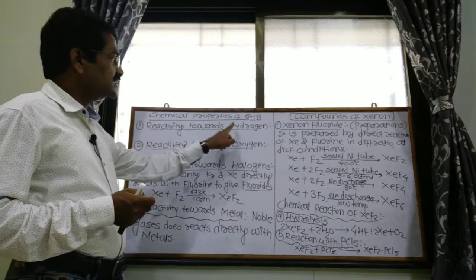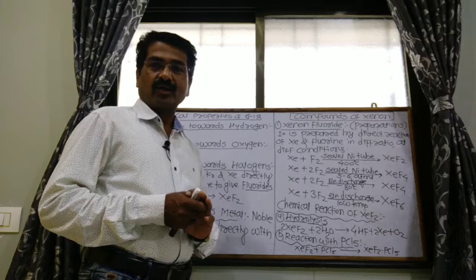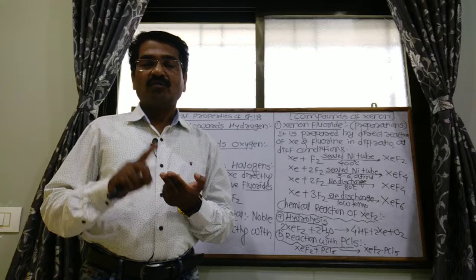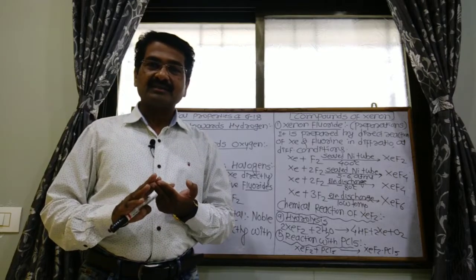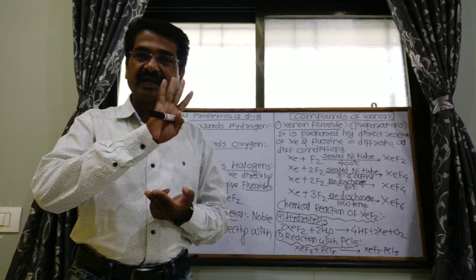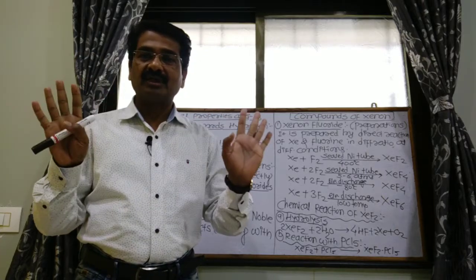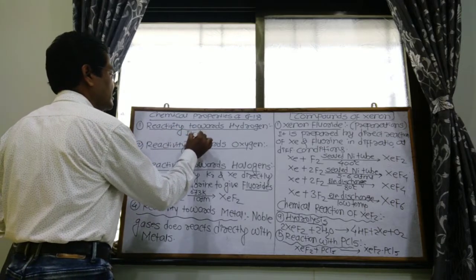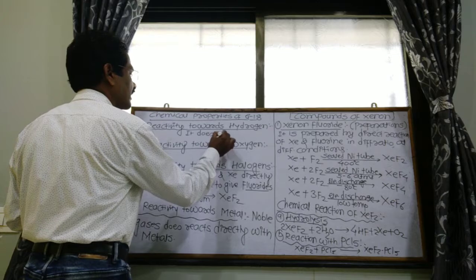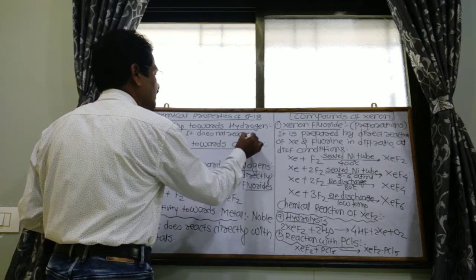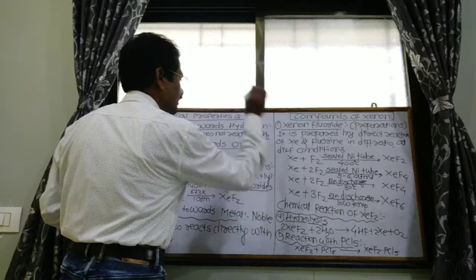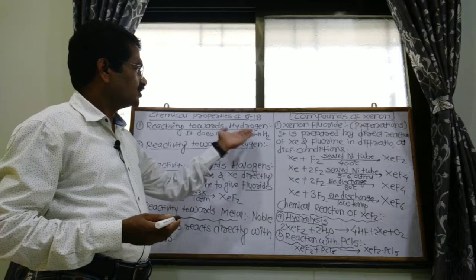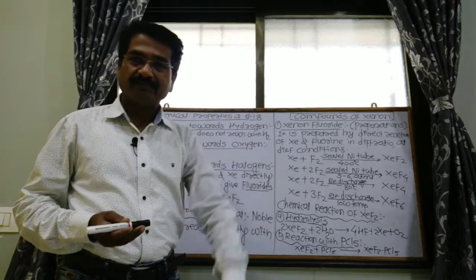First, reactivity towards hydrogen. You know, hydrogen atom can react with group 16 and group 17 to form hydrides. But group 18 elements cannot react with hydrogen atom and do not form hydrides. So simply it does not react with hydrogen. It means noble gases cannot react with hydrogen due to completion of octet.